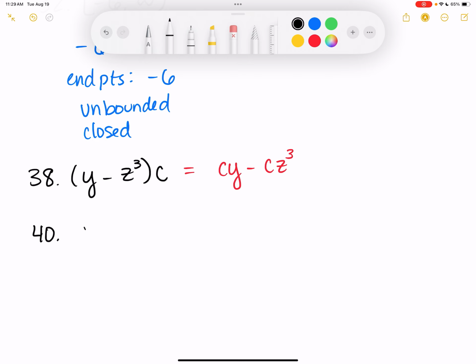40: a cubed z plus a cubed w. So this one we need to work in the opposite direction. The last one we distributed; this time we're factoring out the greatest common factor. So what are we taking out of this one? A cubed. Yep, a cubed, and then we're left with z plus w inside.